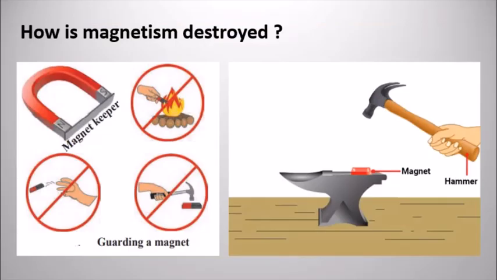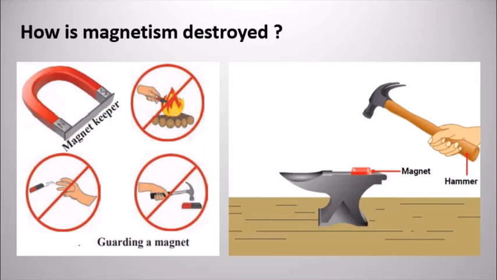If we do not take care of our magnet, the magnetism property can be destroyed, and the magnets can get destroyed. Magnetism can get destroyed when you heat a magnet, or you throw a magnet, or the magnet is broken into very small pieces. So it is important to store the magnet properly. For that we have a magnet keeper, which is used so that our magnet cannot be destroyed.